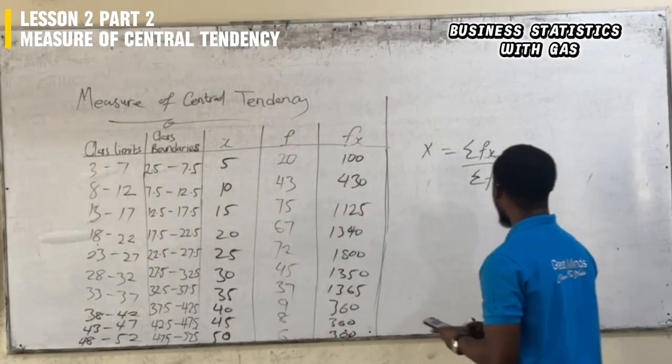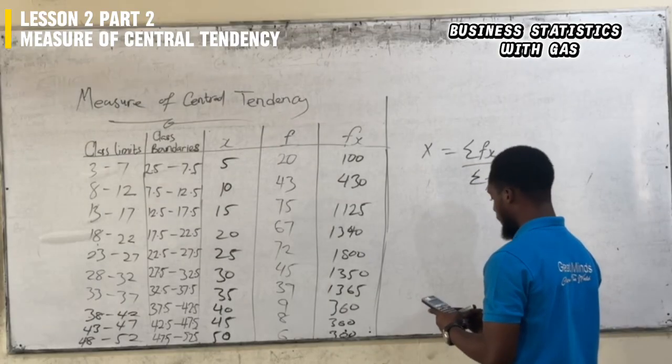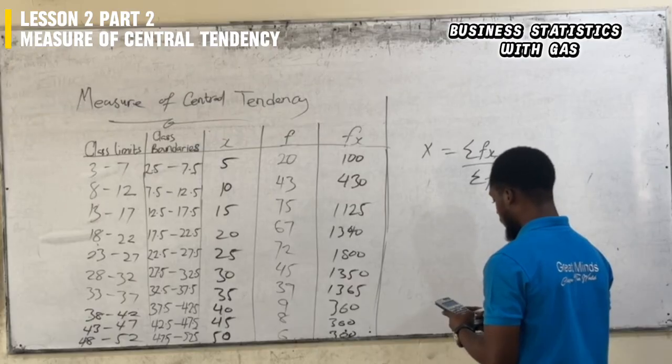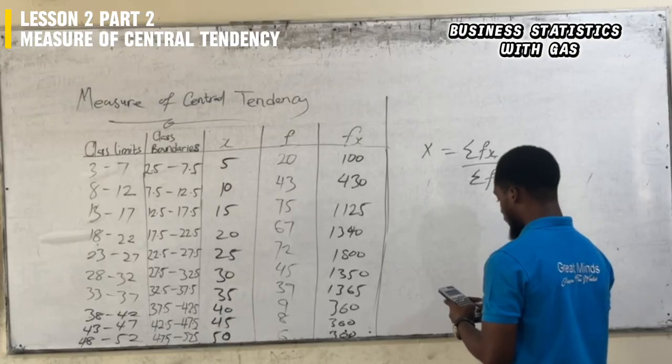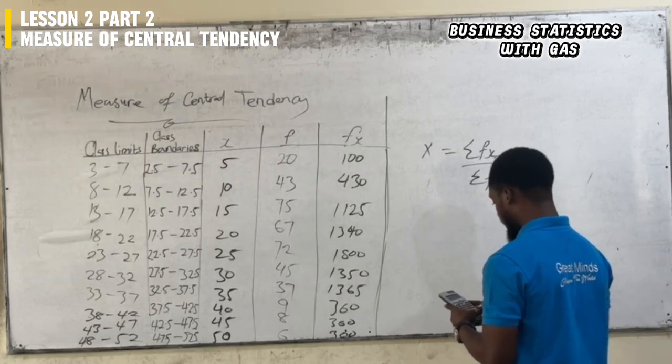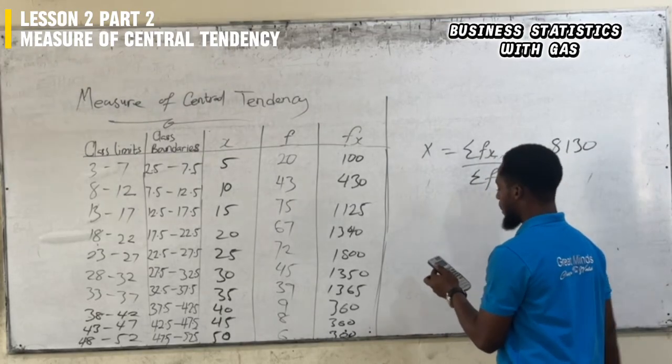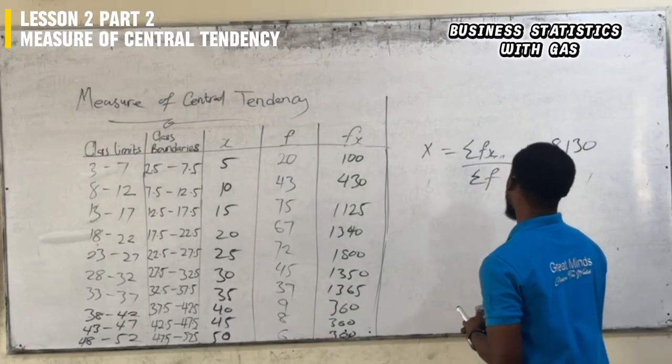So we have 100 plus 430 plus 1125 plus 1340 plus 1800 plus 1350 plus 1365 plus 360 plus 360 again plus 300 plus 300. We are getting 8130 as our sigma fx.